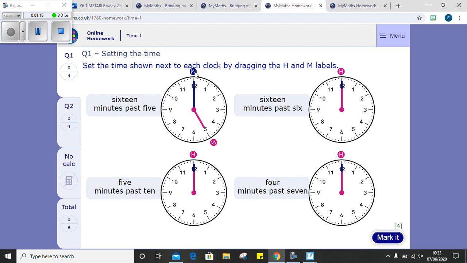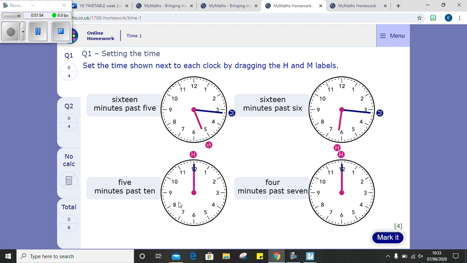So to get to 16 minutes past, I'm counting 5s first: 5, 10, 15 minutes past, and then I need 1 more minute. So there you can see there are 16 little dots before you get to where my minute hand is. That shows you 16 minutes past 5. And here I'm going to make 16 minutes past 6. So this time, I put my hour hand to 6 o'clock, then 5, 10, 15, 16 minutes past, just like that.